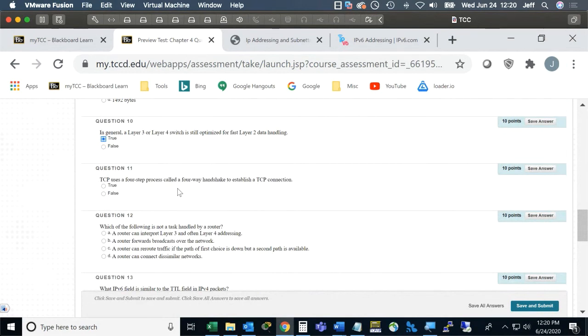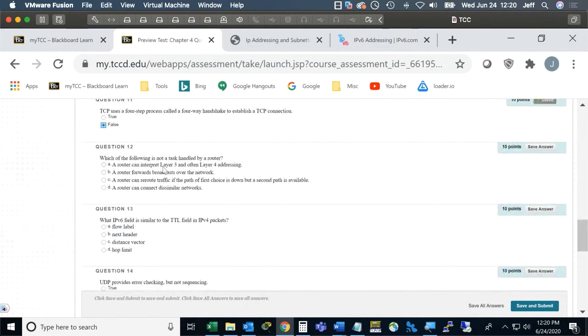TCP uses a 4-step process called a 4-way handshake to establish a TCP connection. SYN, and I think it's a 3-way handshake. It is a handshake, but that's, yeah. SYN-ACK, yeah, 3.